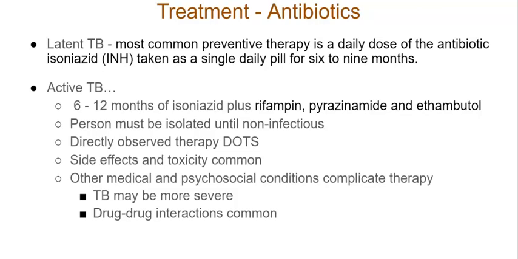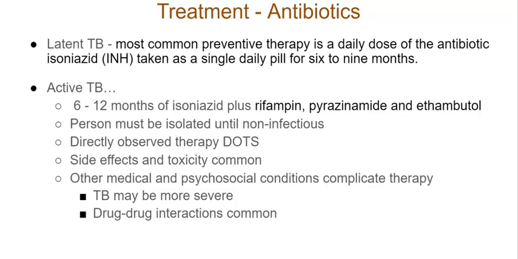Very complex. If you have active TB, it's much more complex. So there, for a minimum of 6, often as long as a year, you will need to take a combination of the isoniazid antibiotic plus 3 other antibiotics, most commonly rifampin, pyrazinamide, and ethambutol. These are not drugs that are used a lot for other infectious diseases. These are really TB specific, okay?